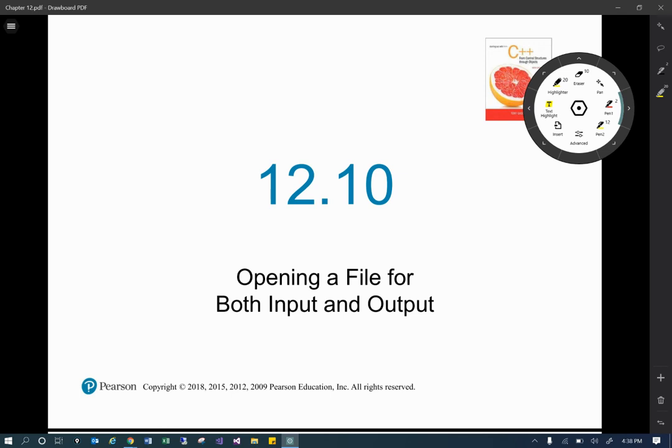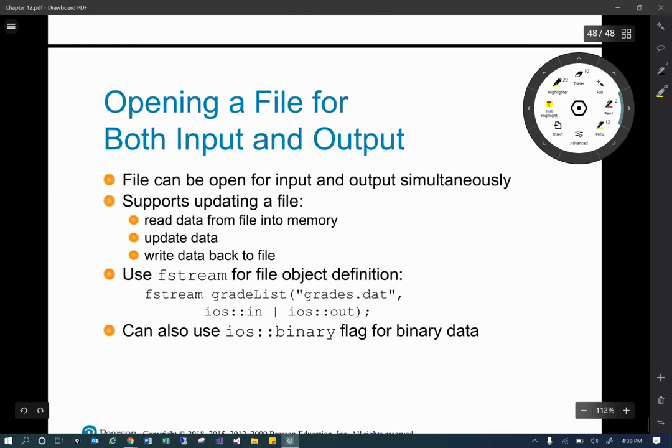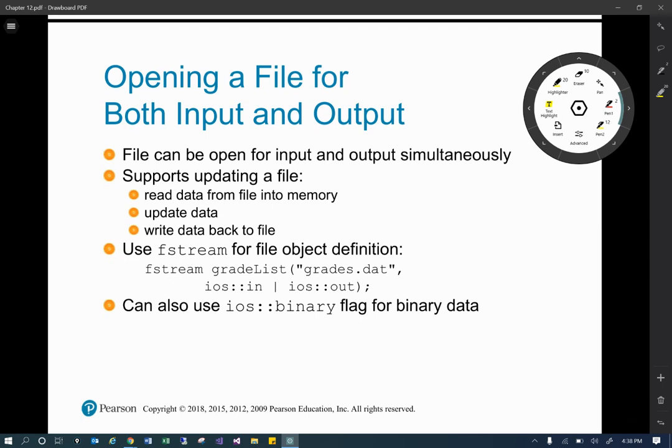All right. So now let's talk about opening a file for both input and output. This seems pretty straightforward. In fact, probably along the way you kind of figured out how to do that, but let's just talk about it. Files can be opened for input and output simultaneously. Makes sense, so we can read from a file and output to it. We can read data from file into memory, update data, and write data back to the file.